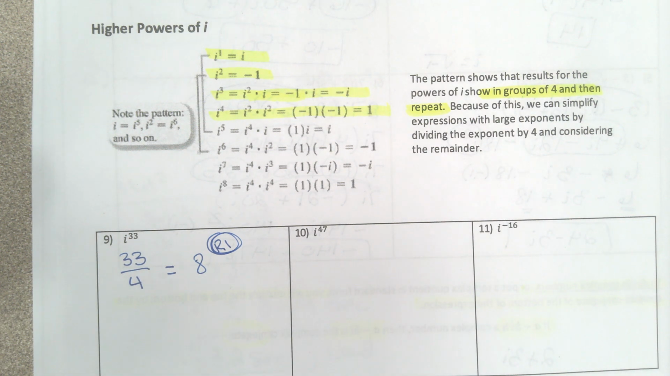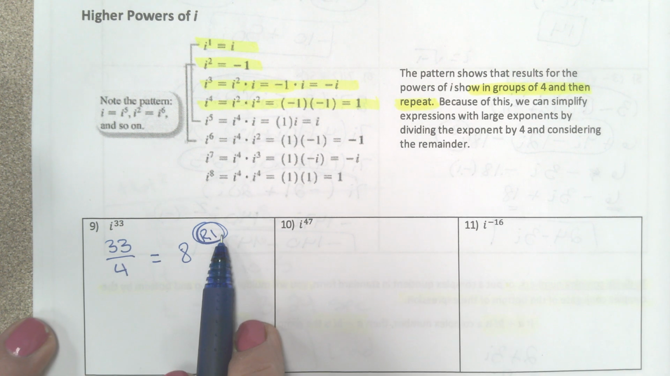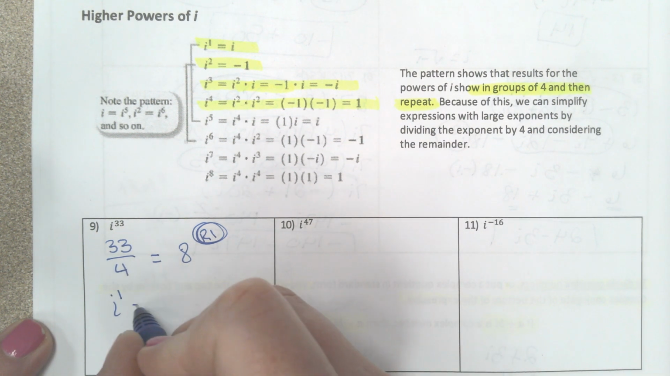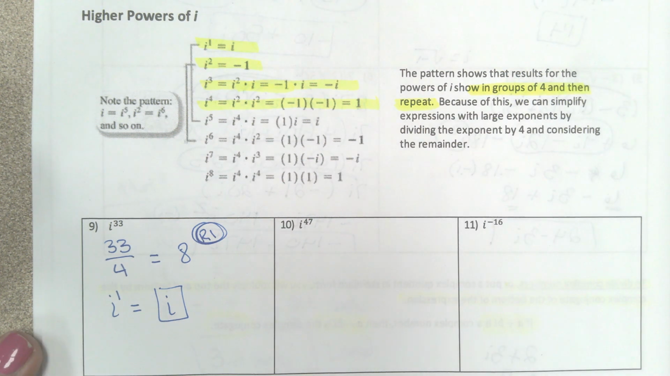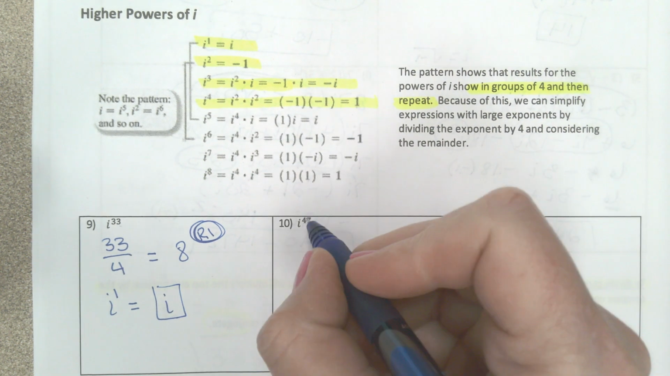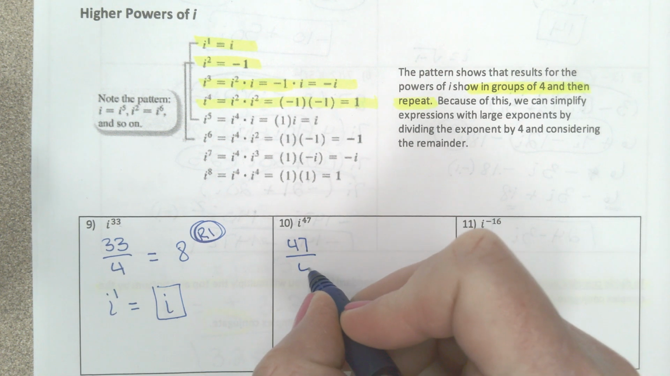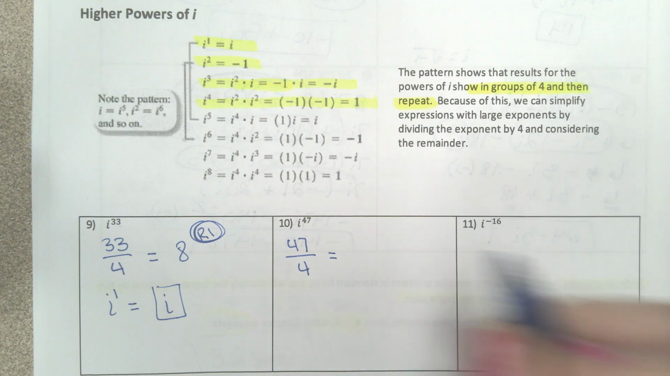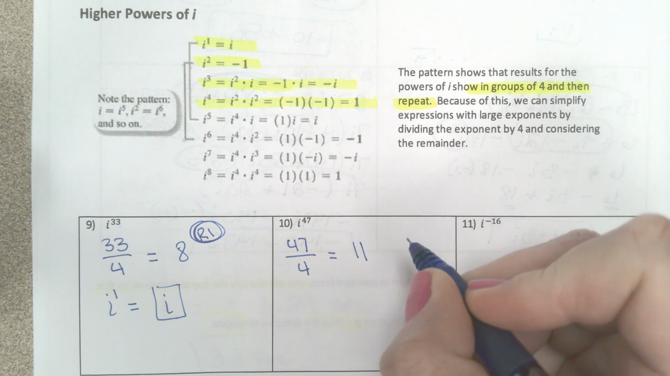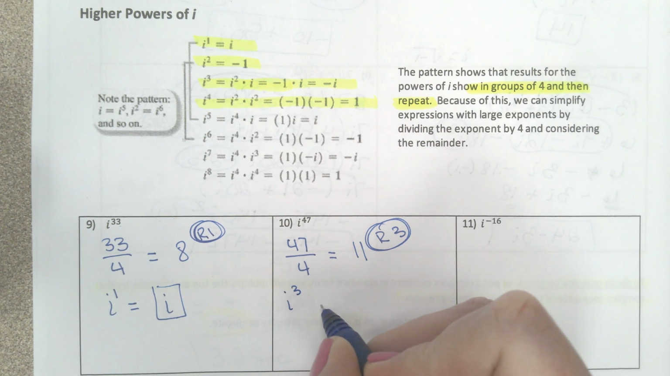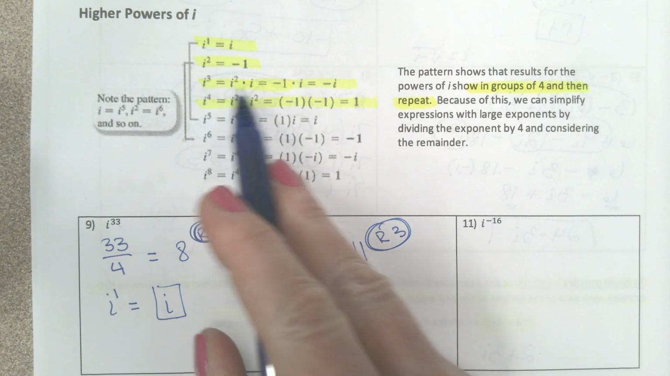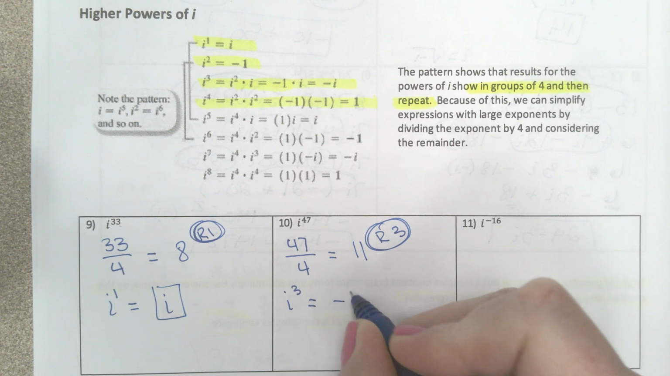So it's all about what the remainder is. If you have a remainder of 1, that means you would have i to the first power, which is i. So if you ran through this cycle 33 times, you would end back at i. So you're taking your exponents divided by 4 for these. 4 goes into 47 11 times with 3 left over. Whatever your remainder is, that's the cycle it's on. So i to the third simplifies to -i.